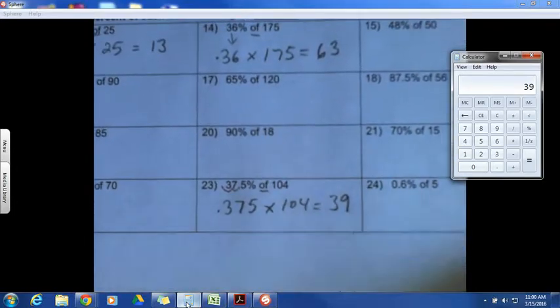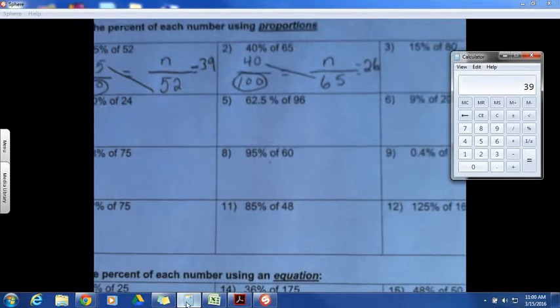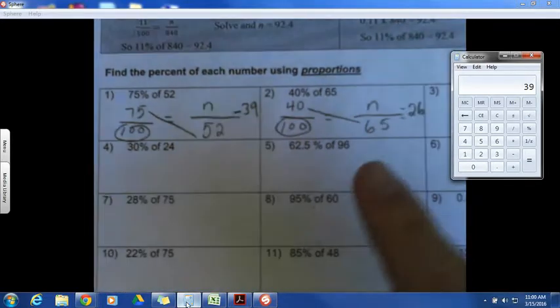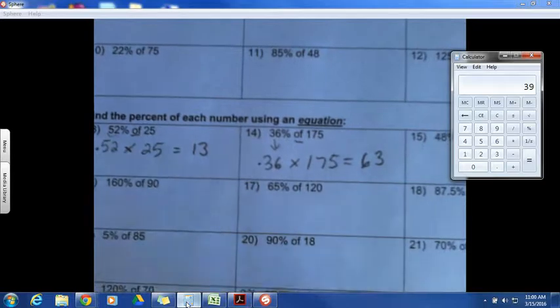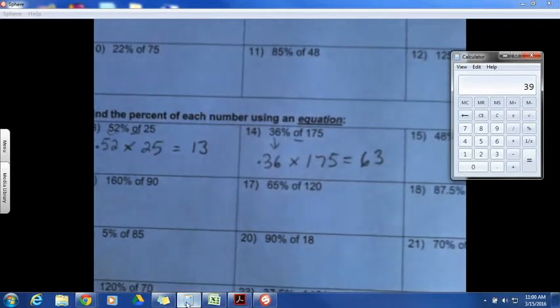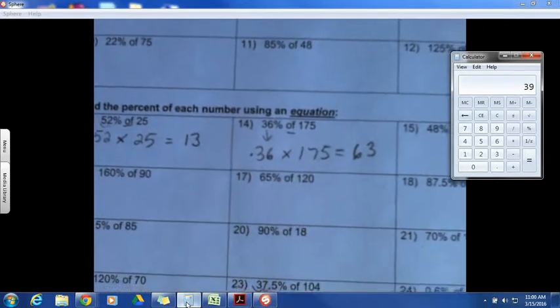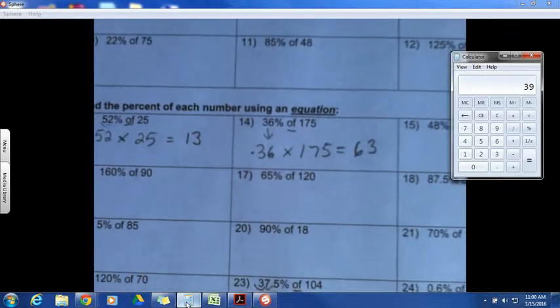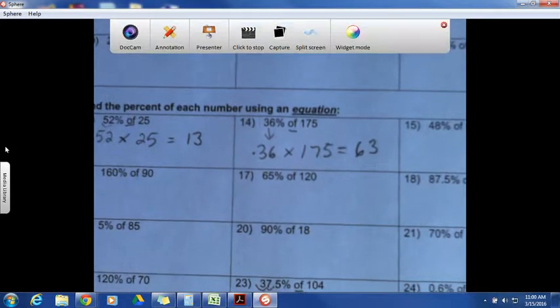Alright, so I'm going to have you try the rest on your own, please. For this homework, I'd like you to try both the proportion method as well as the equation method, just so you can get familiar with each method and kind of pick out which one you prefer and which one you might like to use going forward. So good luck.